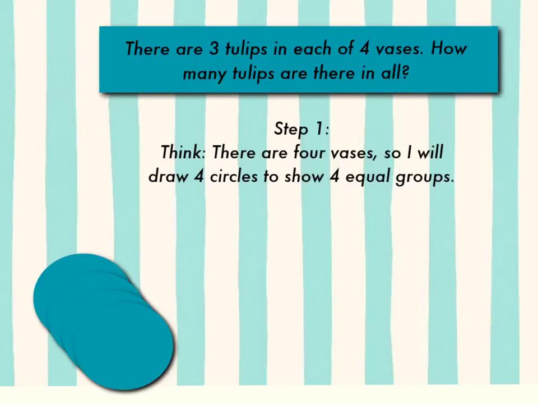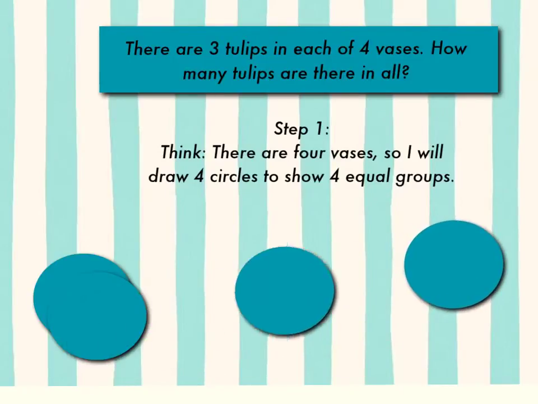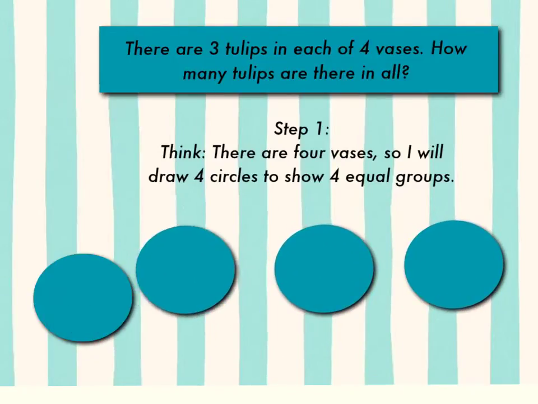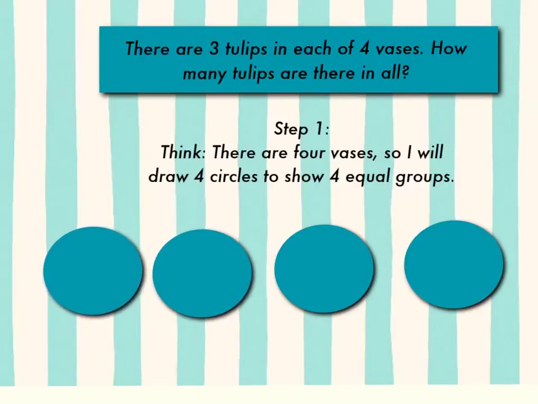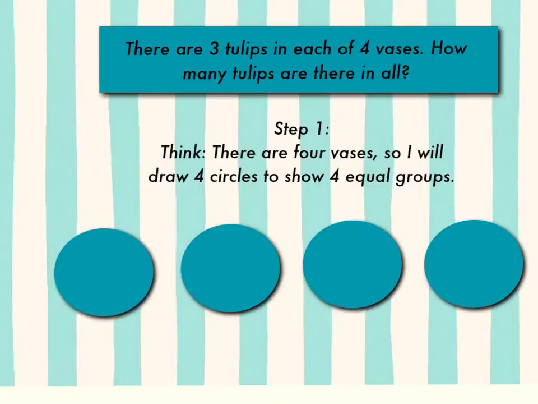Step 1. Think to yourself, there are 4 vases, so I will draw 4 circles. So I'm going to take these circles and I'm going to draw myself 4 circles. You would do this on your paper if you were looking at this problem. These circles are representing our vases. So we have 1, 2, 3, 4 vases, because up here, each of 4 vases, we have 4 vases. Okay?